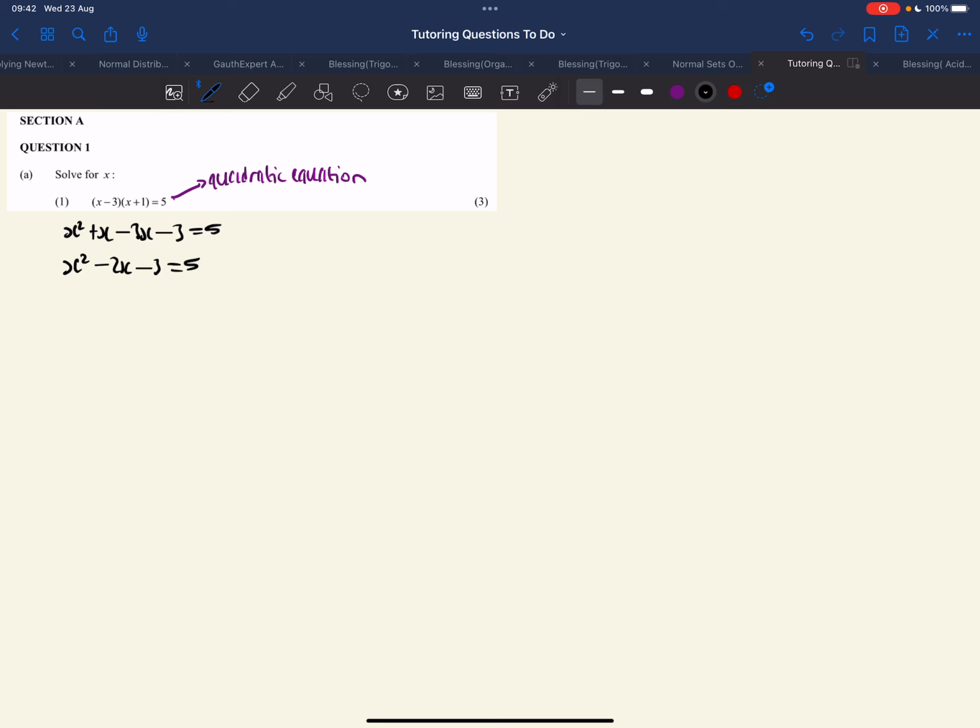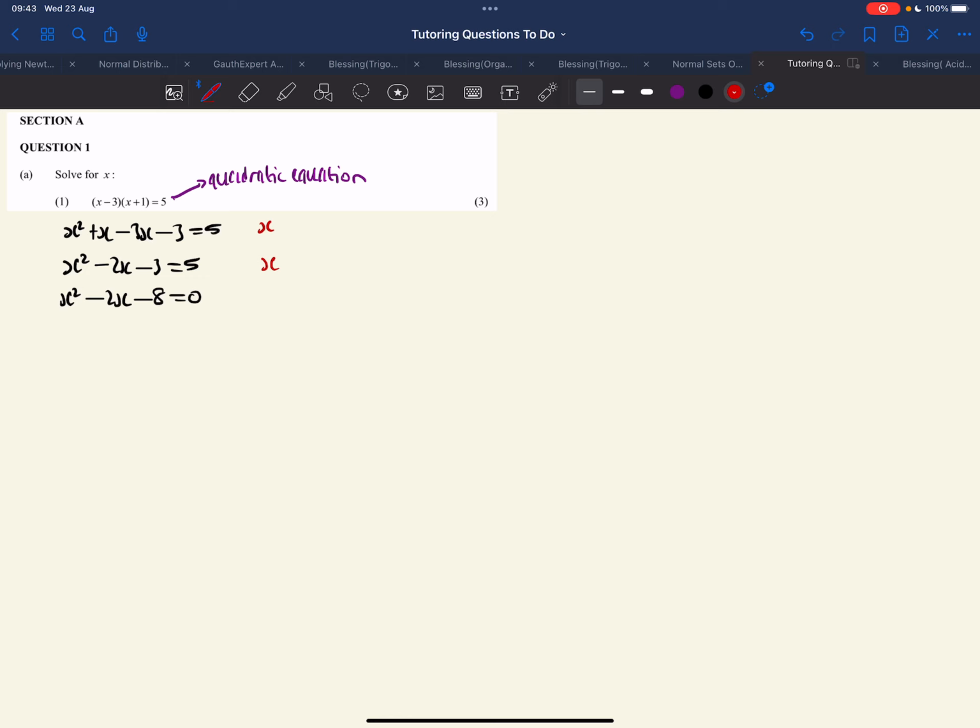When you take the 5 to the other side, we should have the equation now being x squared minus 2x minus 8 equals 0. Now looking at this kind of equation, I see that we can actually solve it by doing factorization. So let me show you. So we're going to have x.